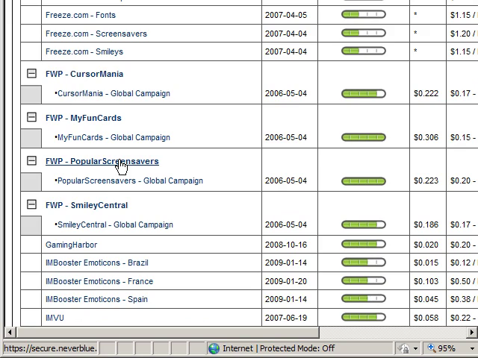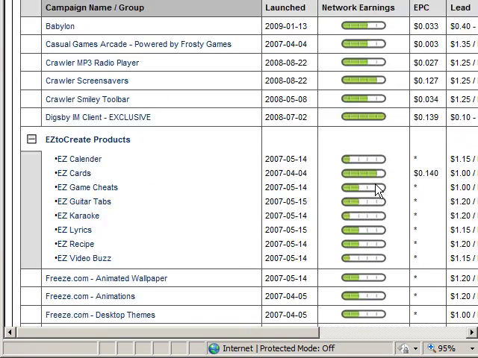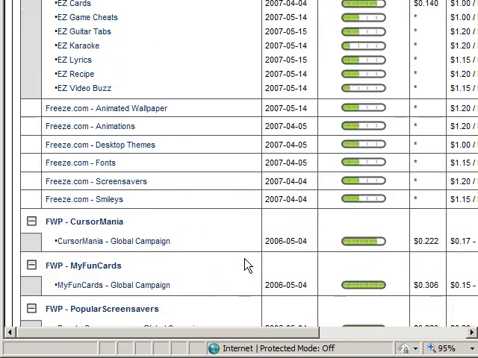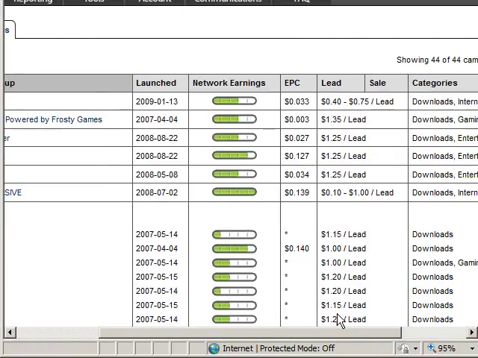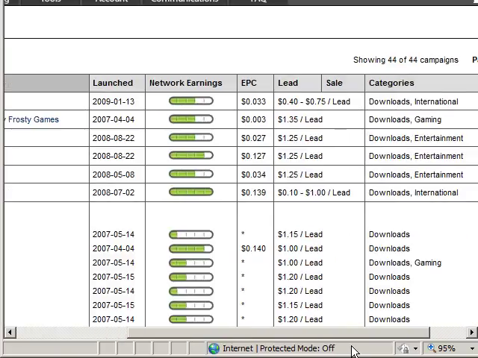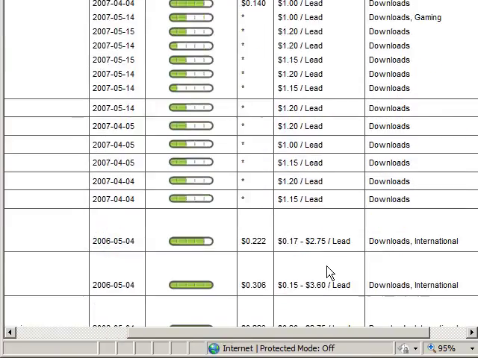But we have popular screensavers here and the network earnings are greater, just like the ones up here. And we can see the EPC and how much we get paid for the lead. So generally leads are form fillers, so people would just fill out forms. And they also have sales, where you send prospects to a page and you get paid when a prospect buys the product, that would be a sale. But one thing I do is I try to stick with the ones with the leads because they are generally a lot simpler.